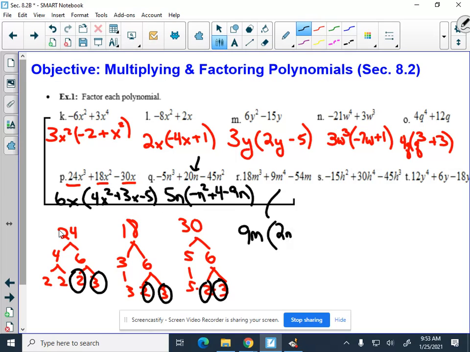Two m squared. You multiply that, you get 18m to the third. Plus m to the third. You multiply that, you get 9m to the fourth. Minus 6.